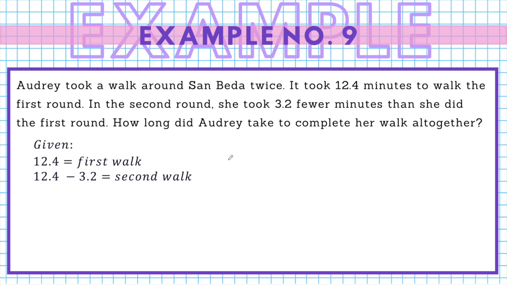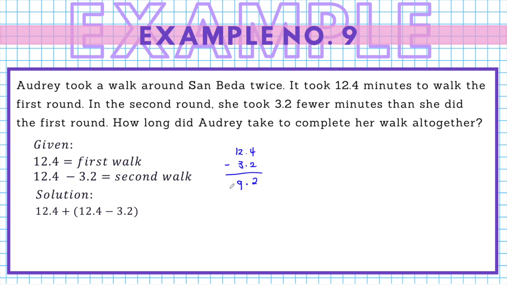So in subtracting this, we have 12.4 minus 3.2. So we have 9.2. So if you want to know how long Audrey took to complete her walk altogether, all we have to do is to add the first and the second walk. So as you can notice, we have 12.4, which is the first walk, and this one is the second walk, which we know is 9.2.